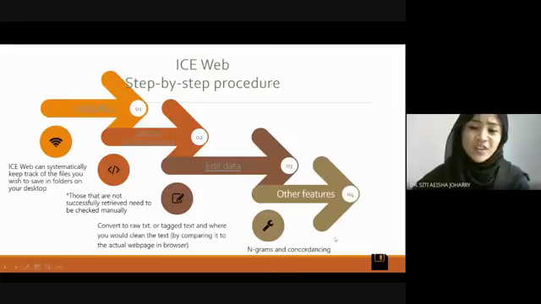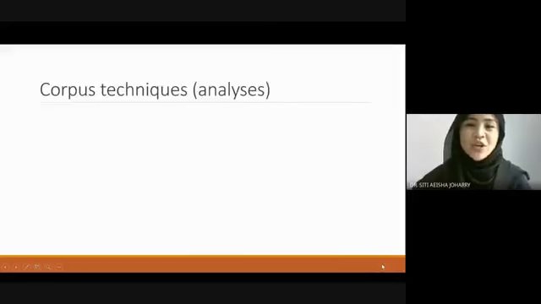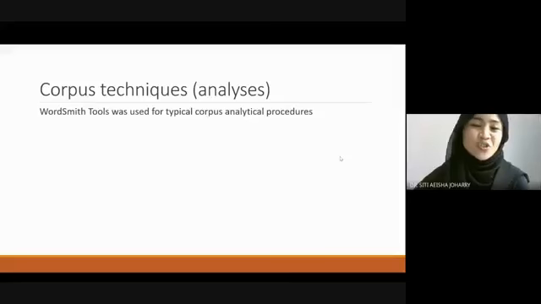You can go ahead with the n-grams and concordancing, but only for today's presentation, I'm sharing with you the analysis that my colleague and I, Mimi and I, have decided to use Wordsmith tools because we're very much used to Wordsmith tools. I guess I'm a big fan of Wordsmith tools, and so these are the typical analytical procedures if you were to conduct a typical corpus study.